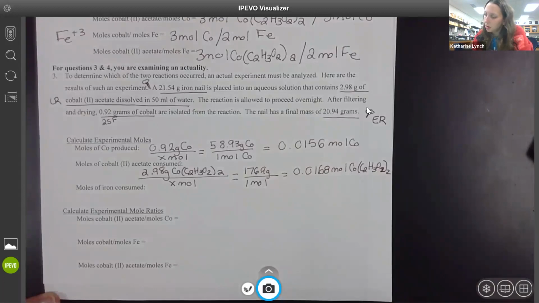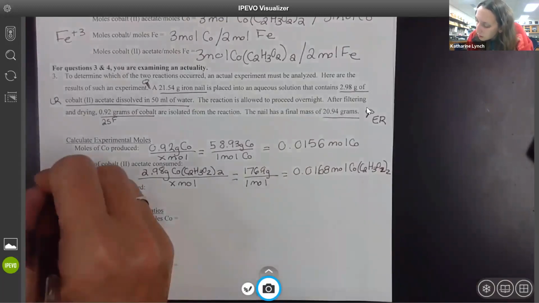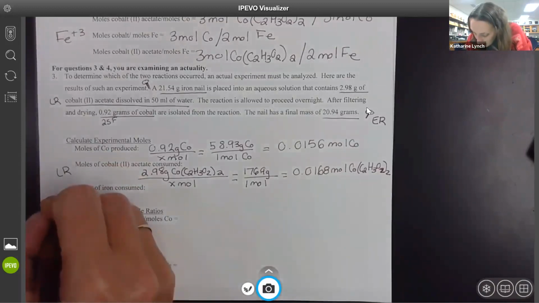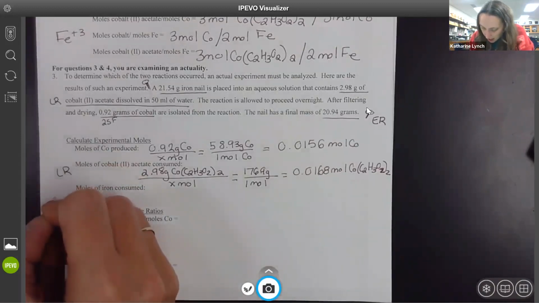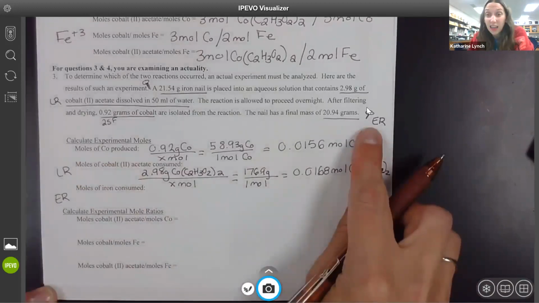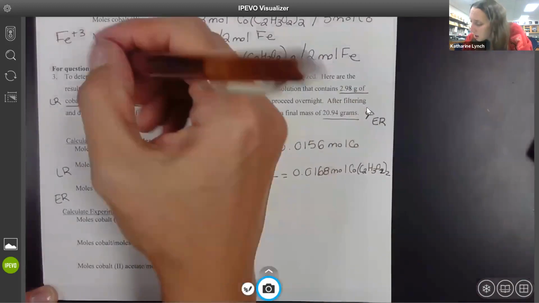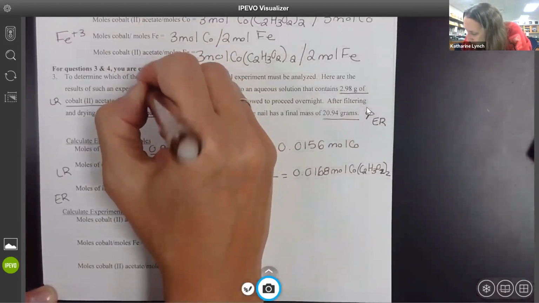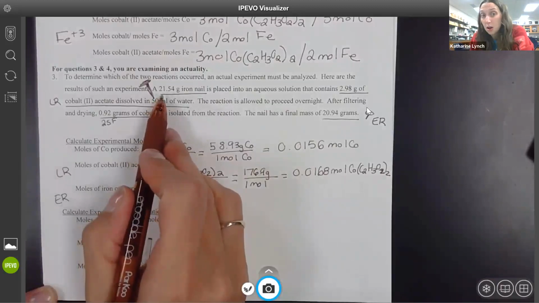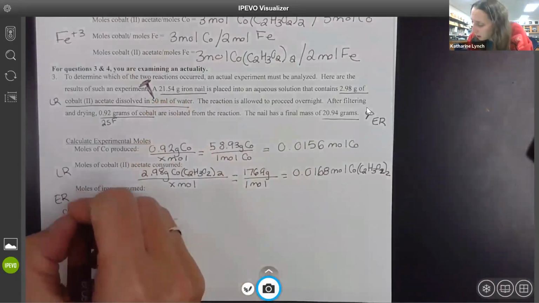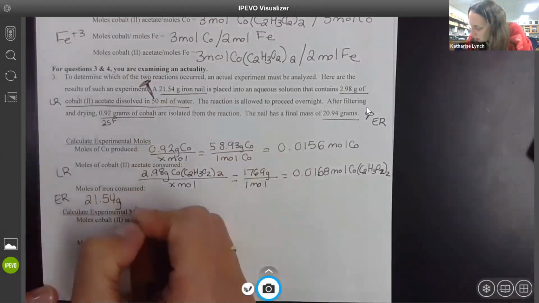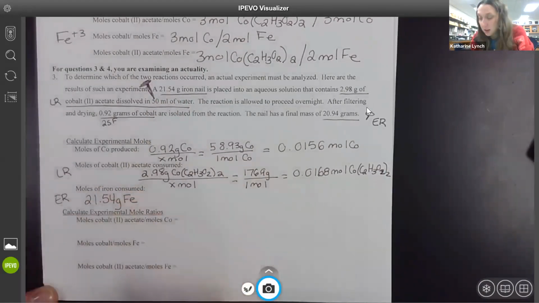Okay. So since the cobalt-2 acetate is my limiting reactant, my iron has to be my excess reactant. There is literally iron left over. My nail started, I'm going to make this bigger to kind of visualize this. My iron nail started at 21.54 grams of iron. That was on day 1.